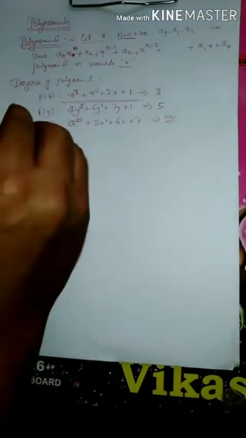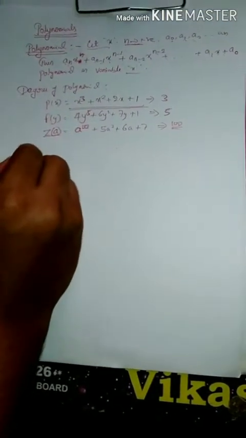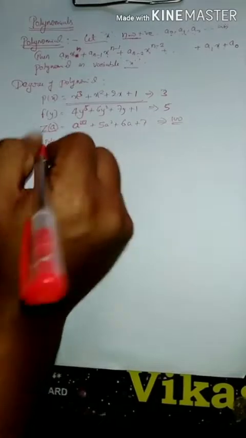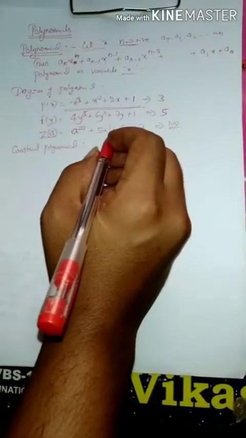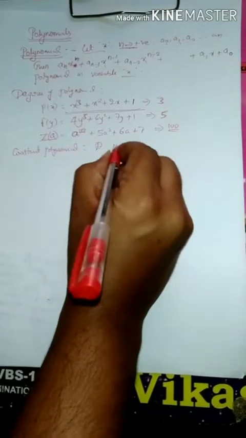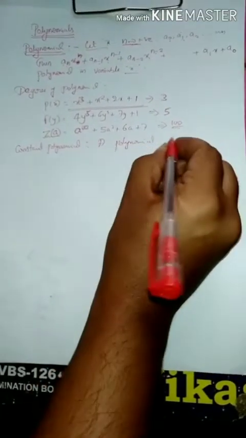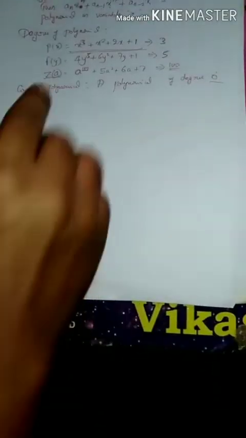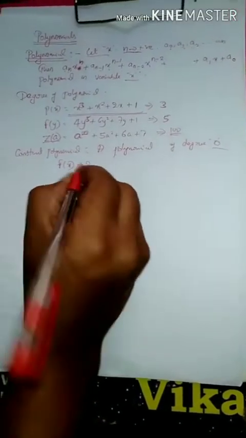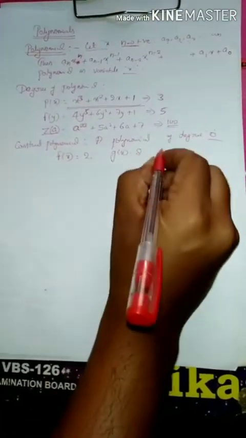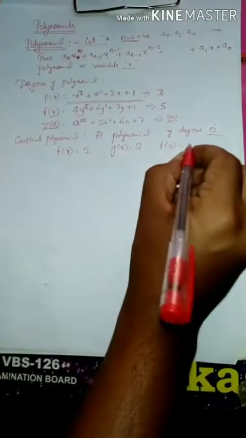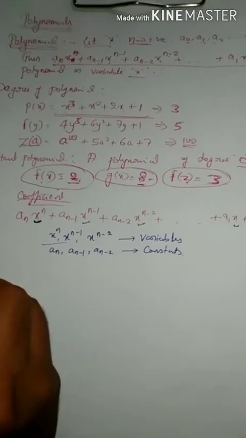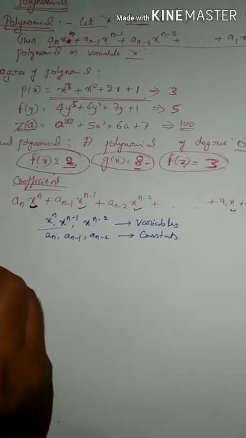Next we recall the constant polynomial. What is a constant polynomial? You have already studied these terms in your previous class. A polynomial of degree 0 is called a constant polynomial. For example, f of x is equal to 2 and g of x is equal to 8 and f of z is equal to 3.